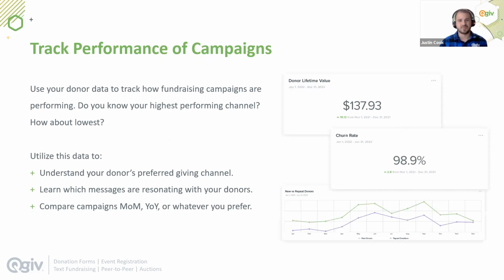Next is one that's really simple. We talked about this through most of the building our house. So tracking performance of your campaigns, you can use this to understand how everything is performing, and then you can utilize this to enhance the ways that you are sending out your appeals through the donor's preferred giving channel, learning which messages resonate with your donors, and the most important thing is comparing how your campaigns or events are performing either month over month, year over year, or if you're preferring a longer time frame, then you can do that as well.